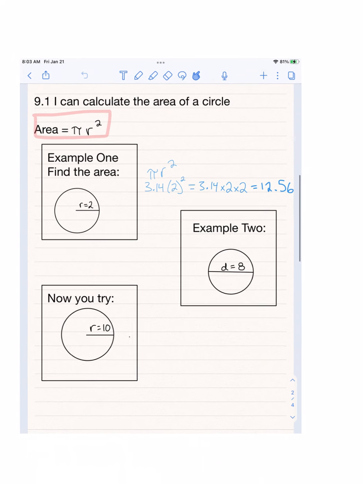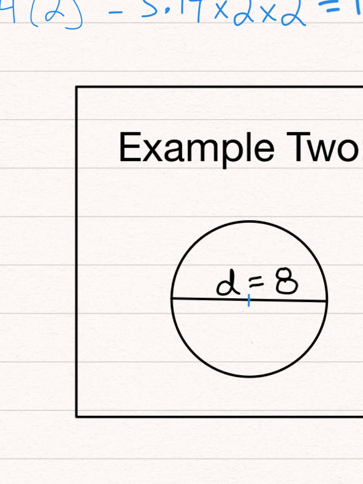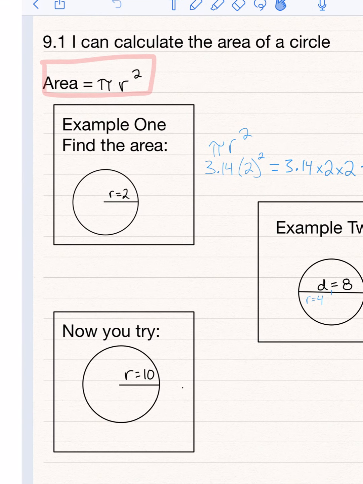All right, notice example 2 just gives us the diameter. Now we know the diameter is the distance across the circle. The radius is halfway across the circle. So if the diameter is 8, the radius would be 4. All right, now I have r, so now I can plug in r to my formula. So we're going to do 3.14 times 4 squared, or times 4 times 4.